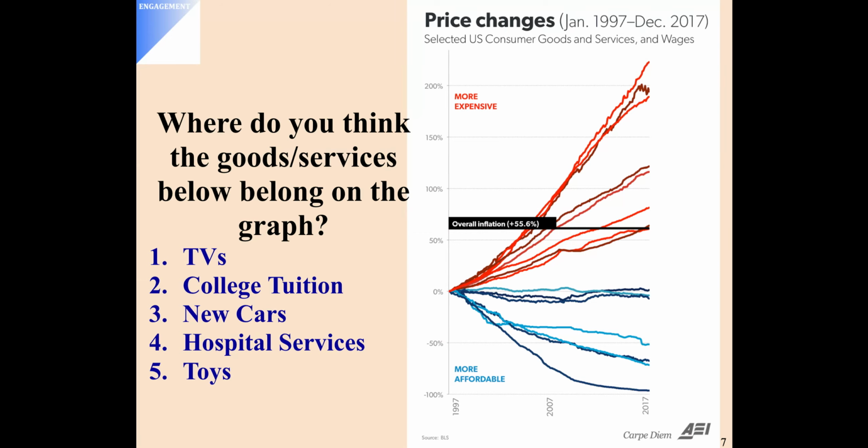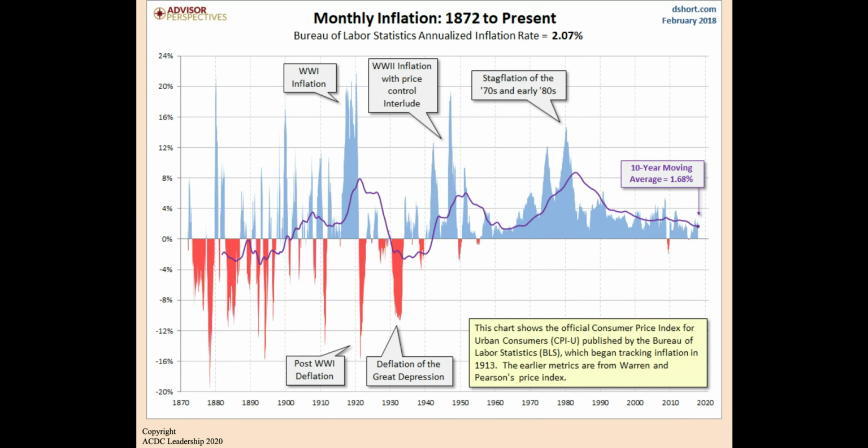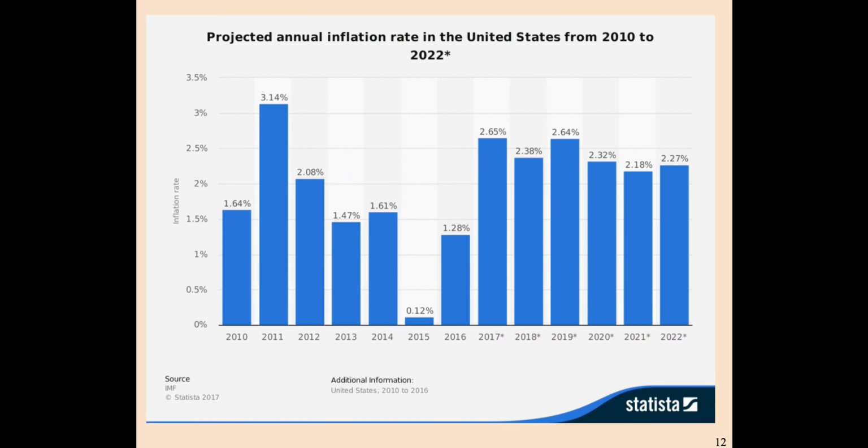Here's another chart to let you take some guesses. What do you think, in terms of goods and services, has gone up in price and what has gone down? Hospital services, college tuition, childcare, wages, housing. But new cars have stayed about the same. Cell phone service has gone down, and TVs way down. Here are some historic inflation rates in various countries throughout history, and a look at monthly inflation in the United States.